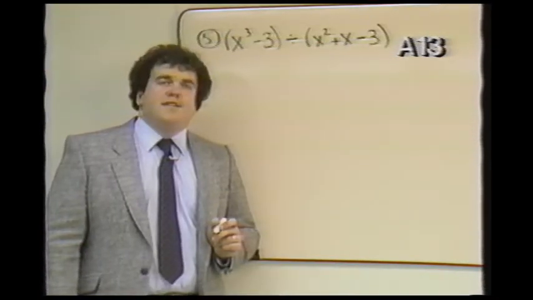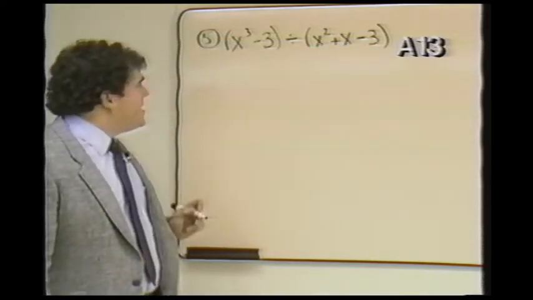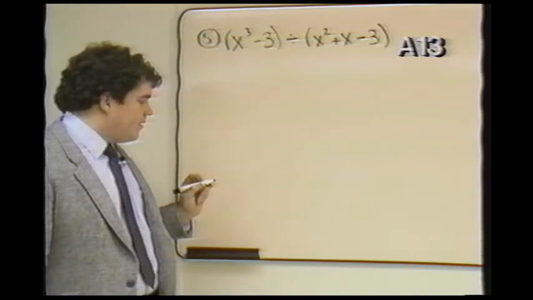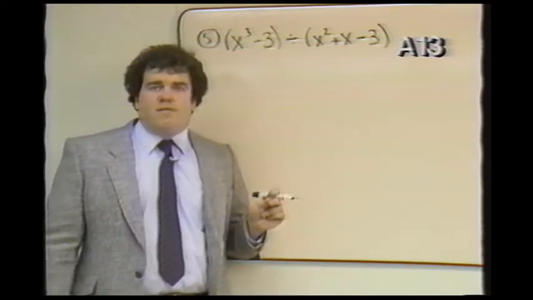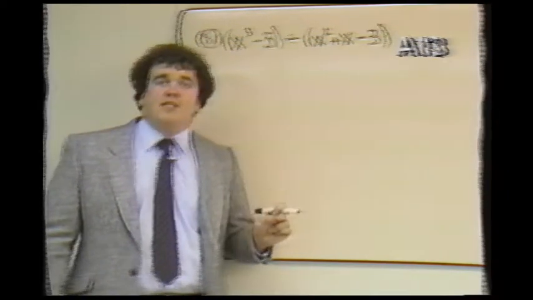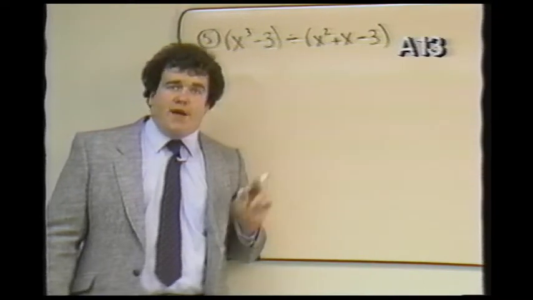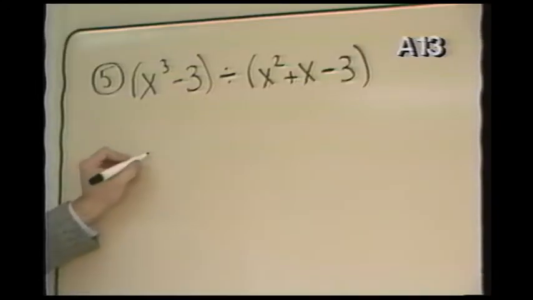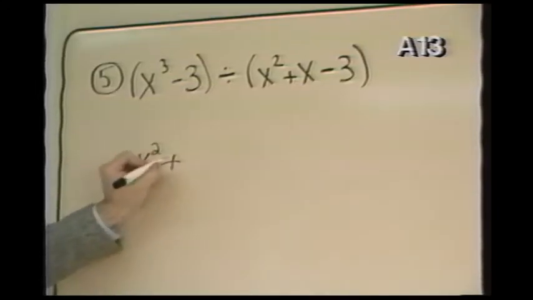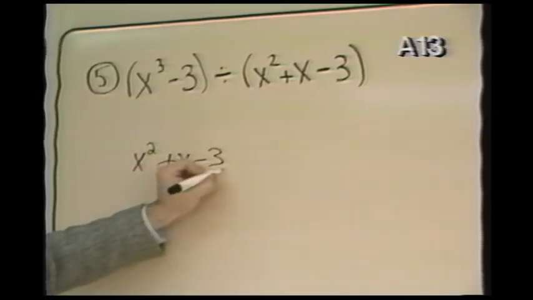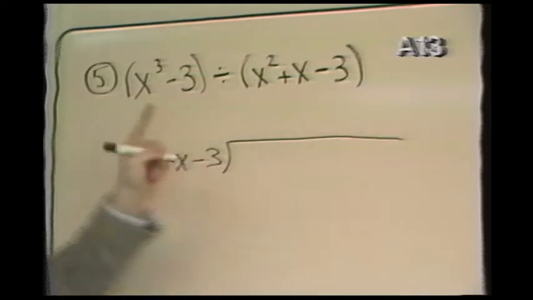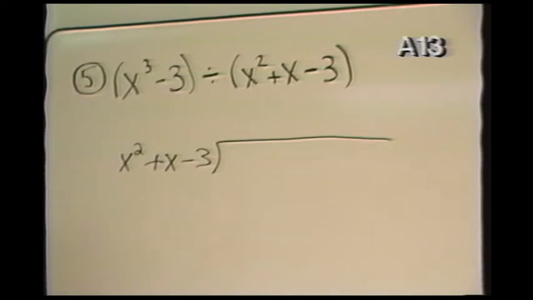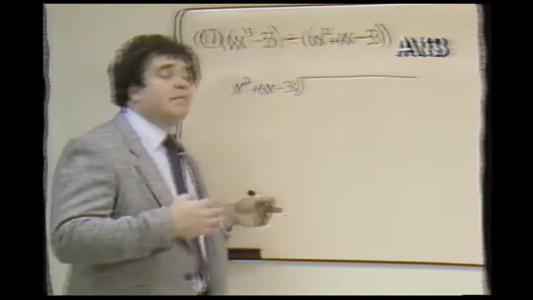Our last problem. X cubed minus 3 divided by x squared plus x minus 3. Now, you know where the key to this problem is? The key to this problem is correctly writing it down. I want you to watch what I do. See, this is okay, the x squared plus x minus 3. But this x cubed minus 3, we have to stick some zeros in. It's like a dummy variable.